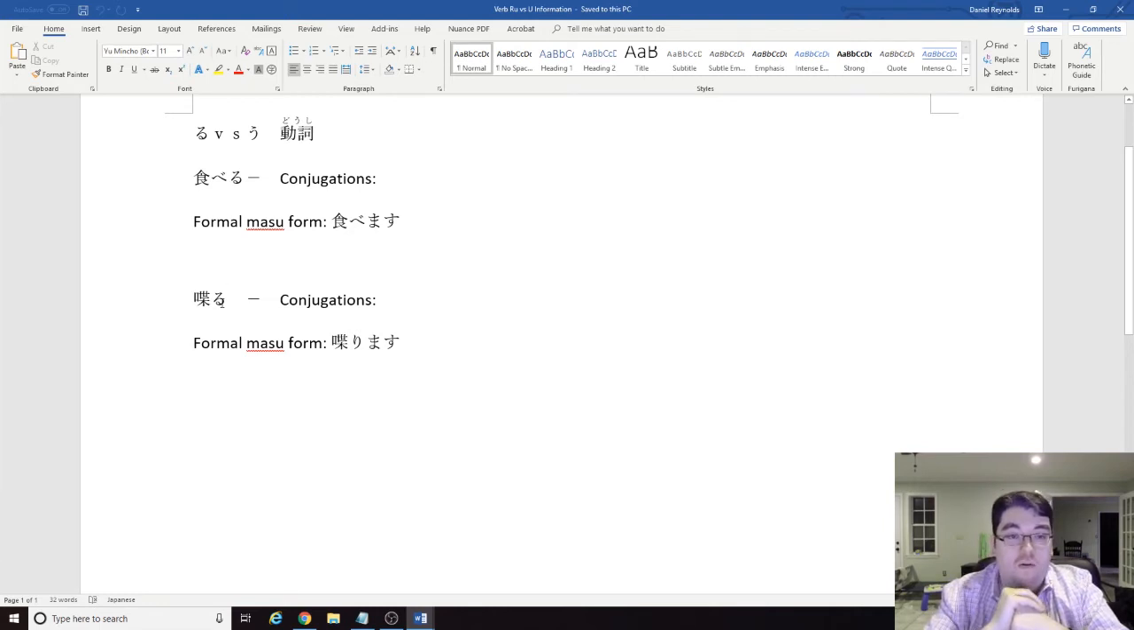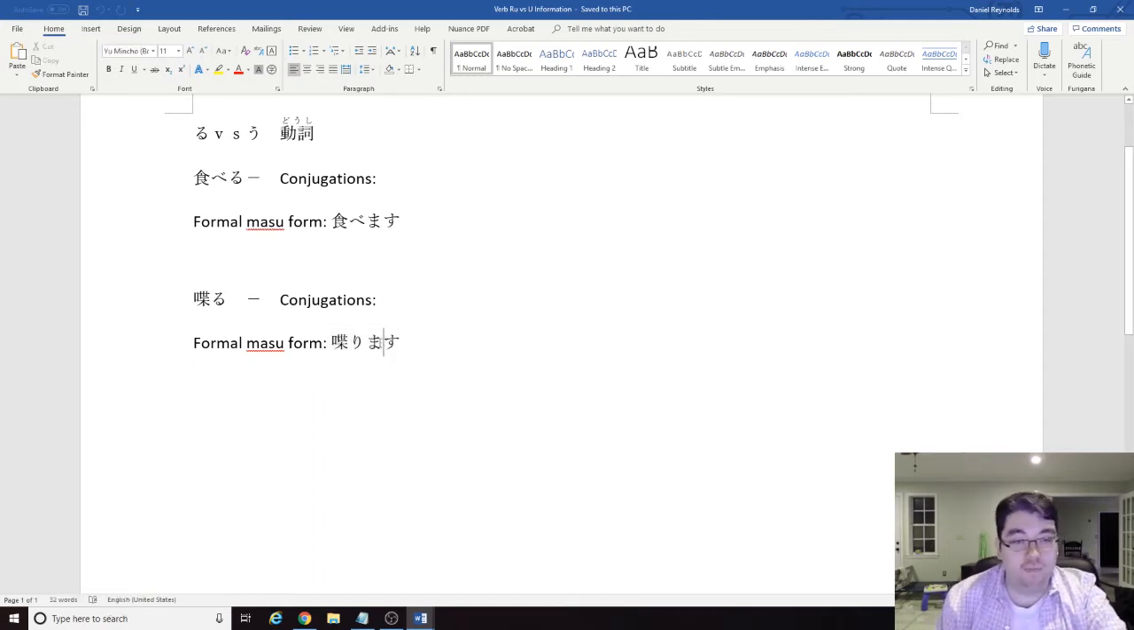When you conjugate this verb, you don't slash off that ru instantly. You actually keep the r. You keep the r and you add an e, so you basically make a ri, and then you add the mas. So you would say shaberimas, which would mean to talk. It's a polite way to say somebody's talking.